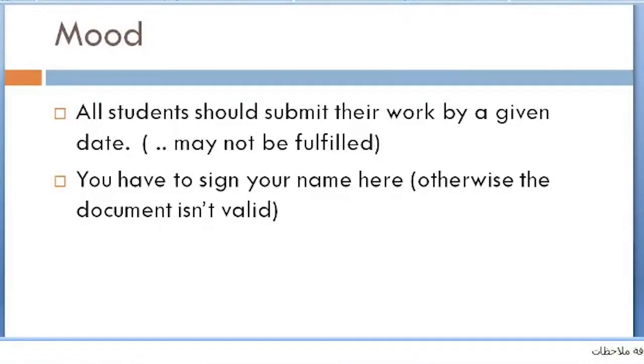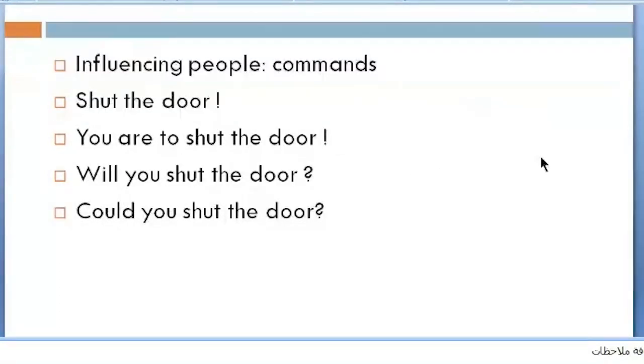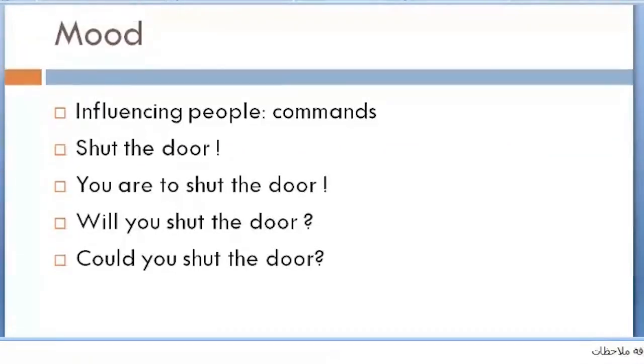Now, another notion, another type of mood is to give commands. How to influence people? By giving commands, by giving orders, by requesting, by asking things. And there are direct ways and there are indirect ways. Pragmatically speaking, indirect ways are more polite than the direct ones. Even in Arabic, the same.